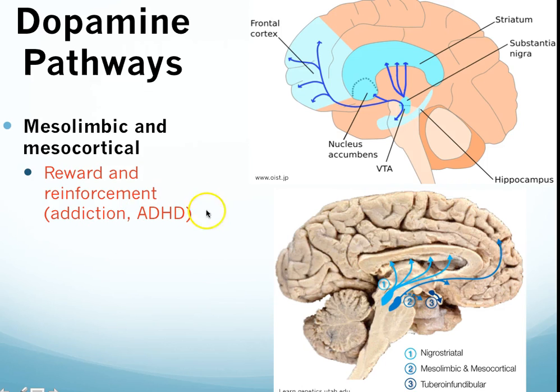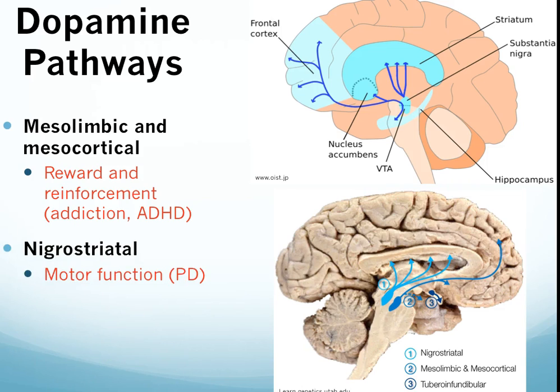ADHD is also another sort of area where we have found that dopamine signaling is important. So this is something that's a little bit newer, okay? We haven't known about this for as long as we've known about addiction and about the reinforcing properties of different types of stimuli, okay? But aside from that, we also have this one called the nigrostriatal region.